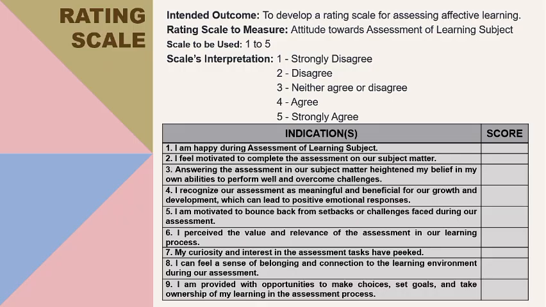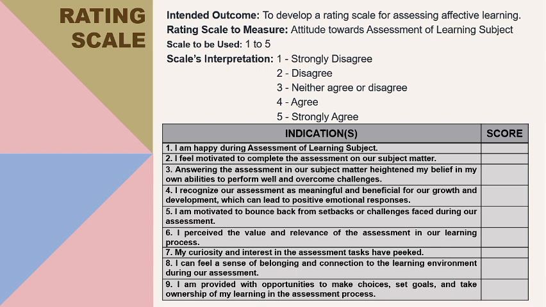So, this is an example of a rating scale. The intended outcome here is to develop a rating scale for assessing the affective learning domain. Now, as you can see here, all information provided is based on the affective learning domain. We are to use a scale number, let's say 1 to 5, 1 being the highest, 5 being the lowest, or it could also be 1 to 10, 1 being the highest, 10 being the lowest. So it will always depend on the teacher and how he or she will provide the scale's interpretation. So there's always a rating scale interpretation.